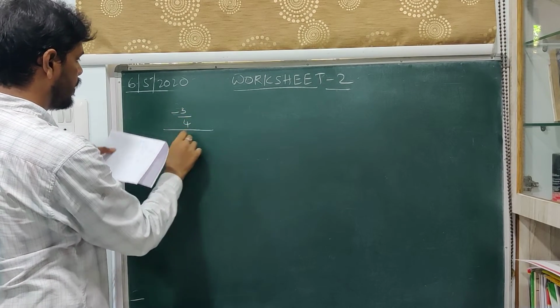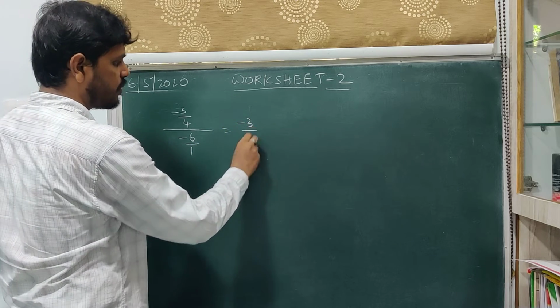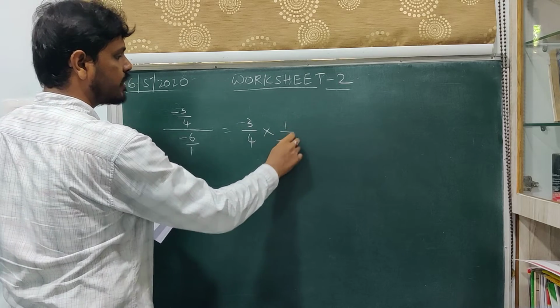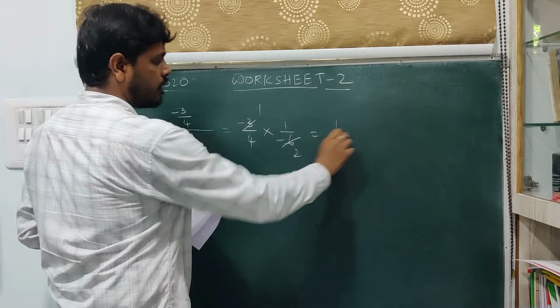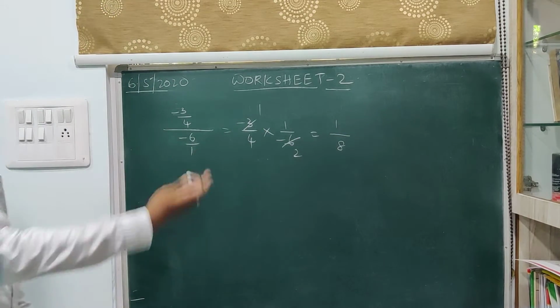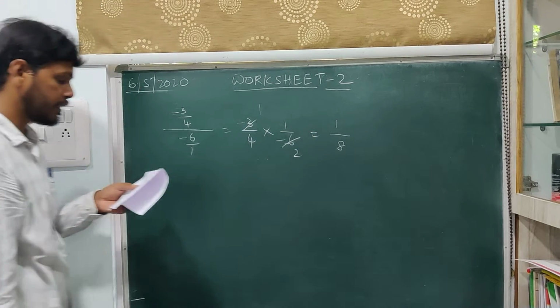Minus 3 by 4 divided by minus 6. Minus 6 you can write as minus 6 by 1. So this is minus 3 by 4 into the reciprocal of minus 6 by 1, which is 1 by minus 6. 3 1s are 3, 3 2s are 6, 1 into 1 is 1. 4 2s are 8. This is a negative number, this is a negative number. So numbers of the same sign you are multiplying, therefore you will arrive at a positive number, which is 1 by 8.